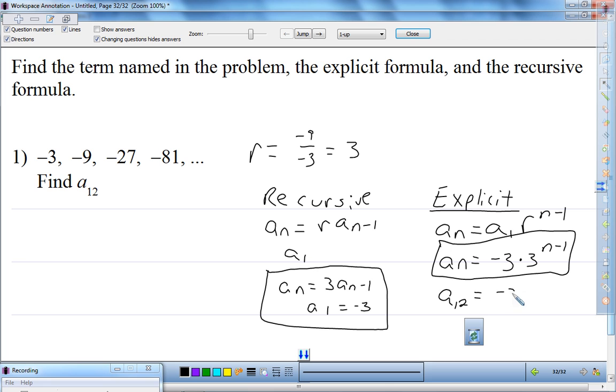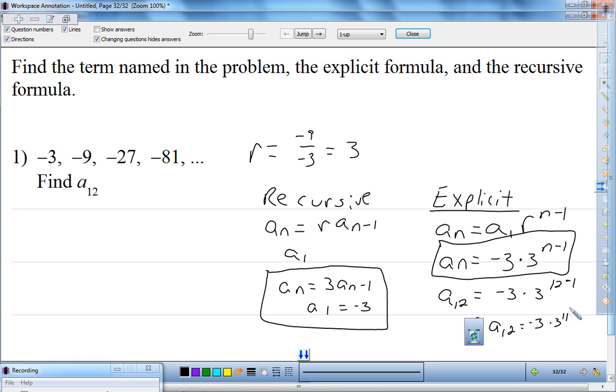Now to find the 12th term, what we're going to do is substitute in. So we'll have -3 times 3 to the 12 minus 1 power. For this, we'll end up with a sub 12 is equal to -3 times 3 to the 11th power.